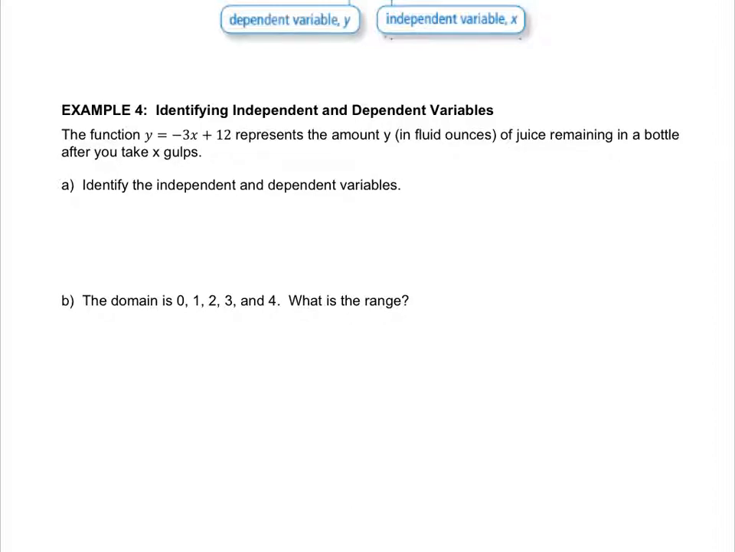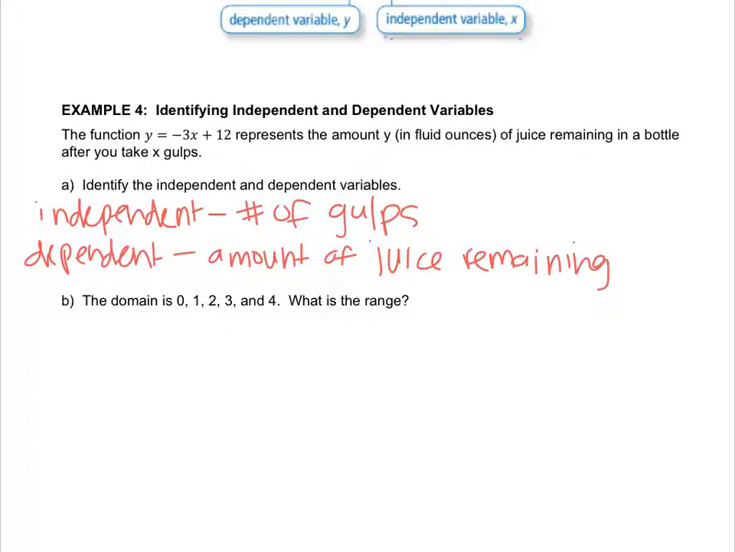So, I actually just kind of answered letter A. We have to identify the independent and dependent variables. So, independent is the gulps, and dependent is the amount of juice. Now, in example B, they tell us what the domain is. So, you took either 0, 1, 2, 3, or 4 gulps. What is the range? So, let's plug those values into x because domain stands for x. So we're going to plug these values in for x, get some y values, and then we'll have the range.